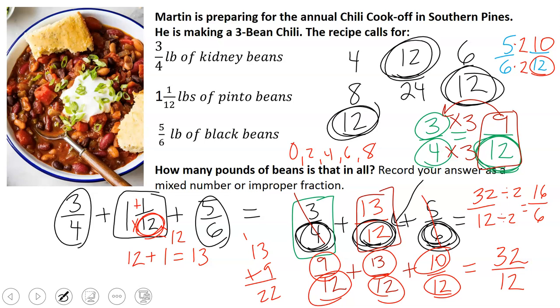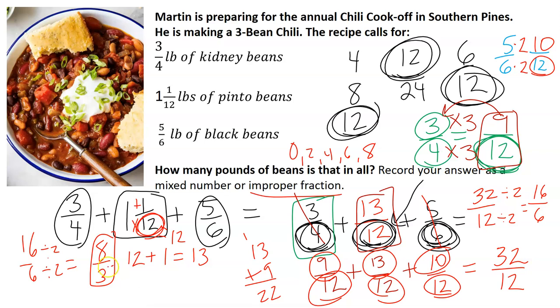So I'm going to take 16/6 and divide the numerator and the denominator by 2 to reduce this fraction. 16 divided by 2 is 8, and 6 divided by 2 is 3. Wow. So now I can either record my answer as 8/3 pounds of beans, or I can change it to a mixed number.